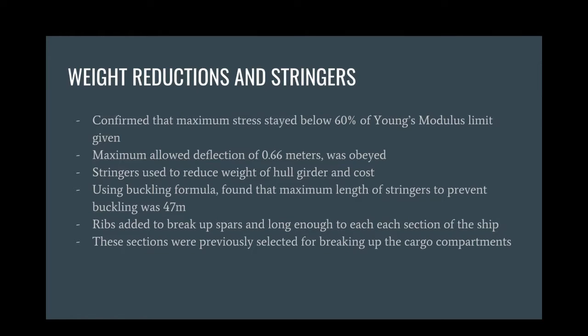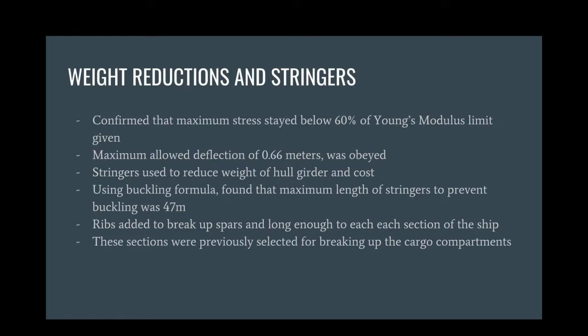So weight reductions and stringers. We confirmed that the maximum stress stayed below 60% of the Young modulus limit that was given. The maximum allowed deflection of 0.66 meters was also obeyed in our design. So we used the stringers to reduce the weight of the girder and the cost.